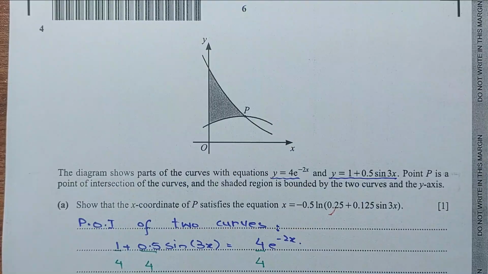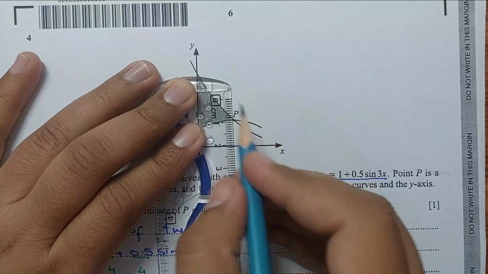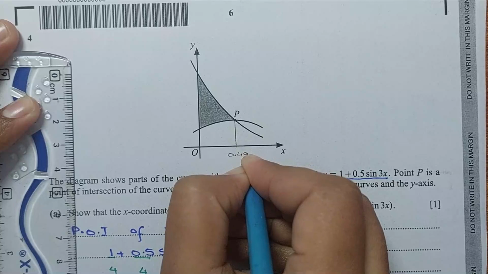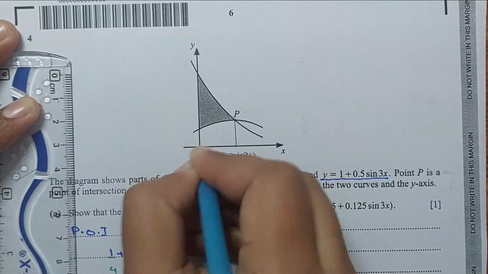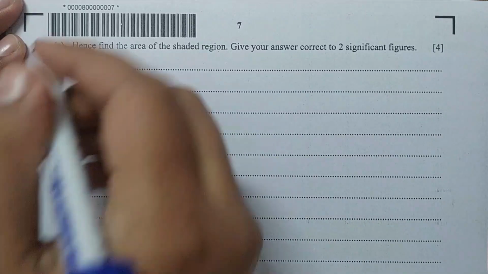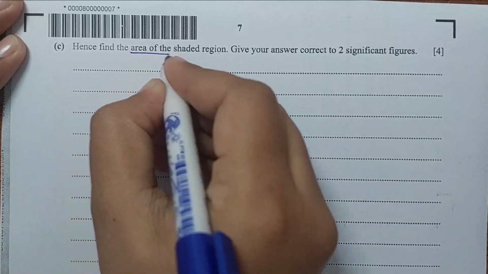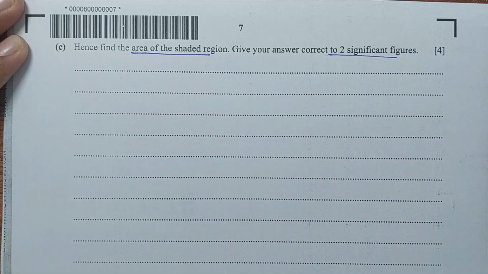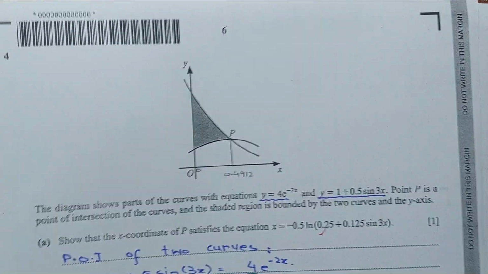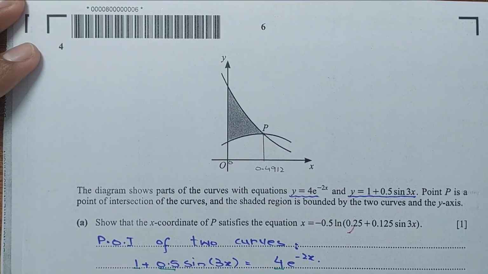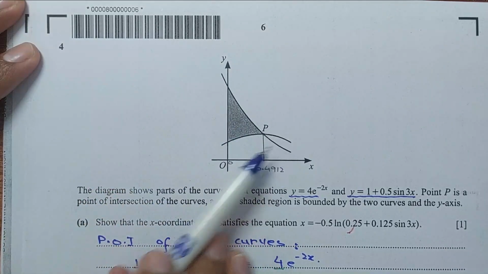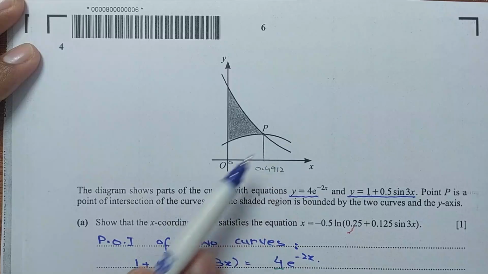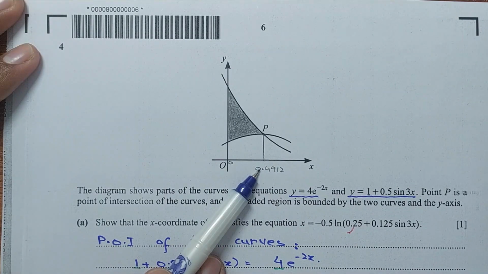Now we can say the x coordinate of this point P is 0.4912. Now for part C, hence find the area of the shaded region. Give your answer correct to two significant figures. Okay, area of the shaded region. This is the shaded region, right? So for the area of the shaded region, we have to integrate the upper curve from 0 to 0.4912, and subtract the integration of the bottom curve from 0 to 0.4912.